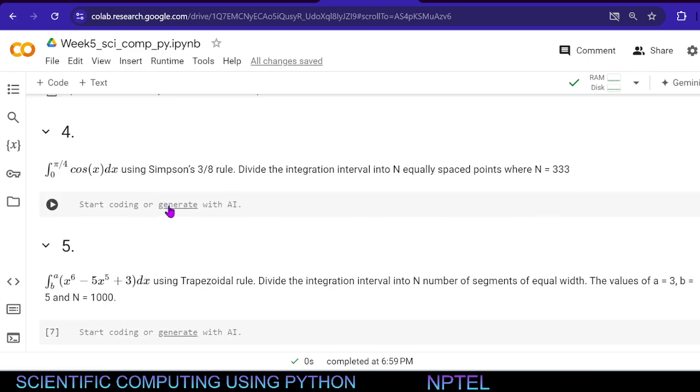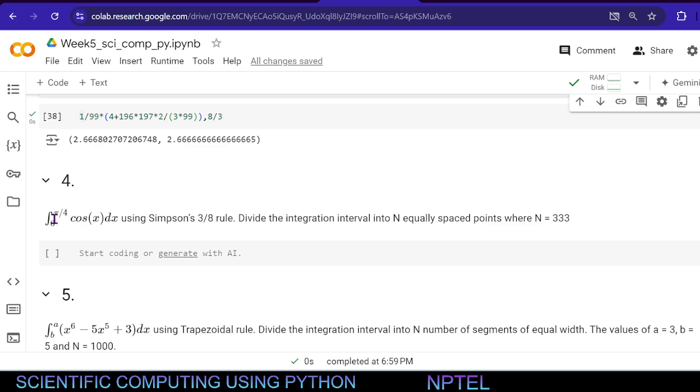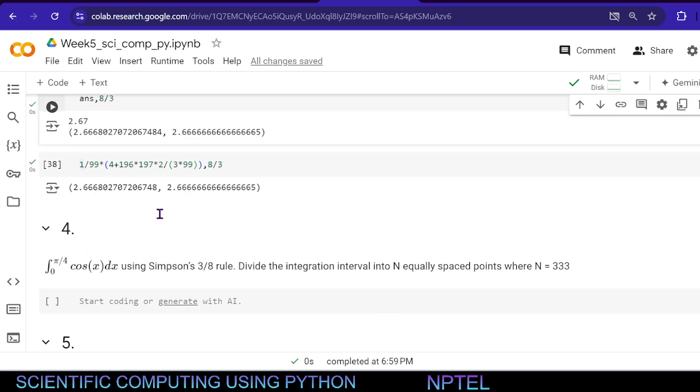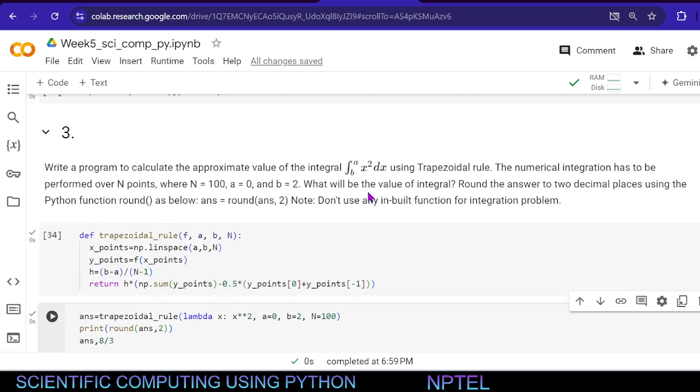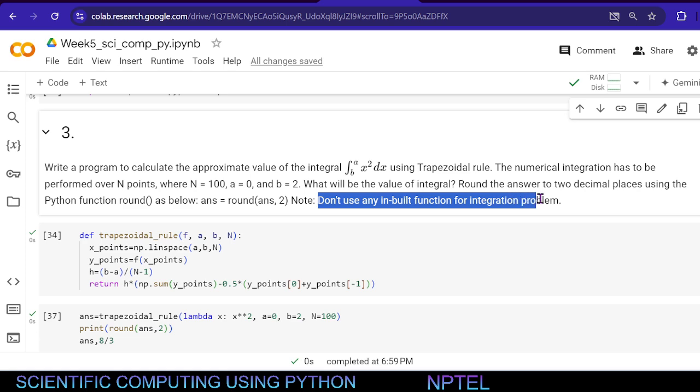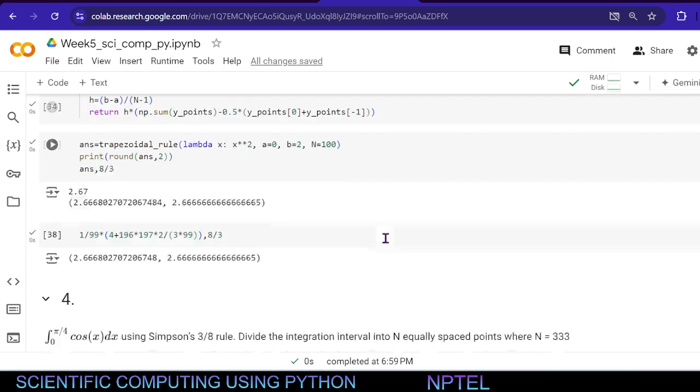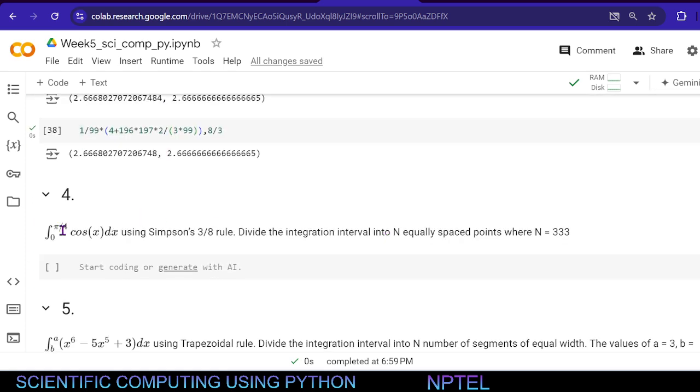Okay, then the next question is integral of, so I'm not writing the entire instructions. From now on, this instruction follows everywhere. Don't use any inbuilt function. So the integral is the integral of cosine x from 0 to pi over 4 using Simpson's 3 by 8 rule, and divide the integration interval into n equally spaced points where n is equal to 333.